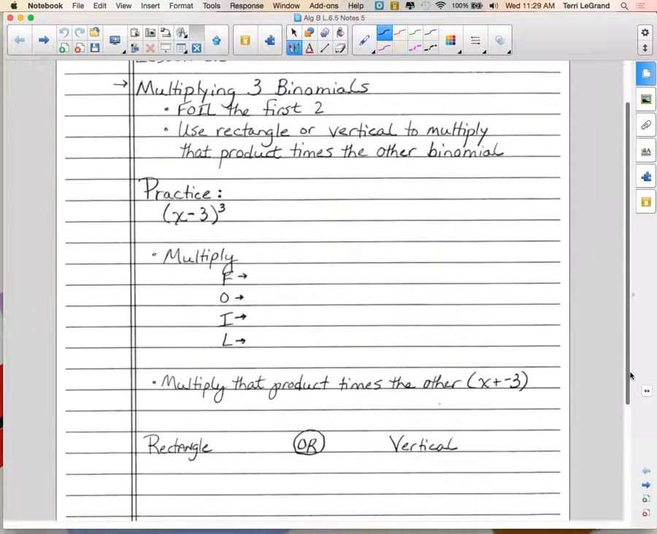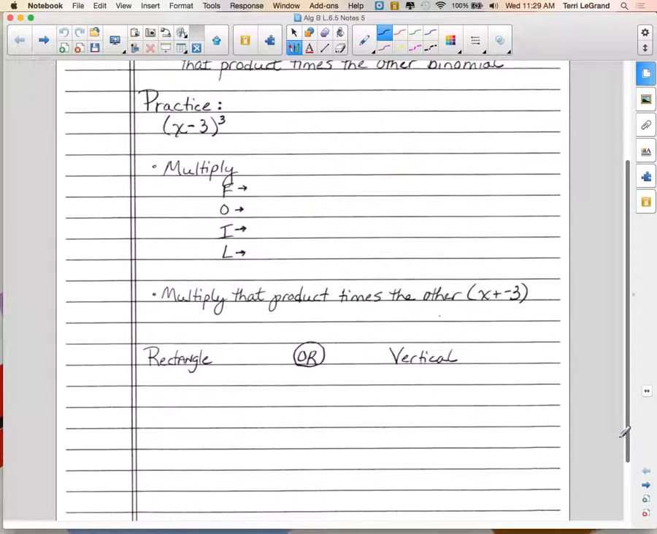Now, if our first product turns out to be a binomial, then we're going to have a binomial times another binomial again, and we can use FOIL. But I think in this first one, I don't think that's what ends up happening. So let's practice. What would x minus 3, that to the third power, look like as a multiplication problem? X to the third minus 3 to the third? No. Could we shortcut it like that?